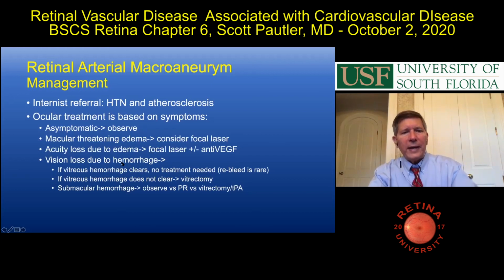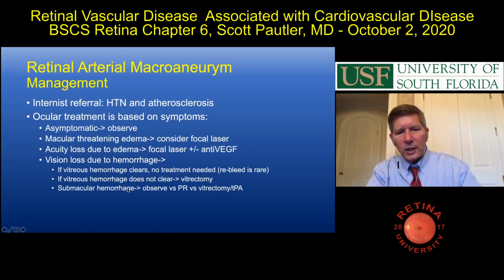So if you have a hemorrhage now, if it's a vitreous hemorrhage and it clears, no treatment needed, because once a hemorrhage occurs like that due to a macroaneurysm, they usually scar down and don't bleed again. So if it's bled and there's no macular edema, you can just watch them. Nothing needs to be done. For a non-clearing vitreous hemorrhage, vitrectomy can be helpful just to clear the hemorrhage out and get the vision back quicker, if the patient's impatient and you don't know what's going on especially.